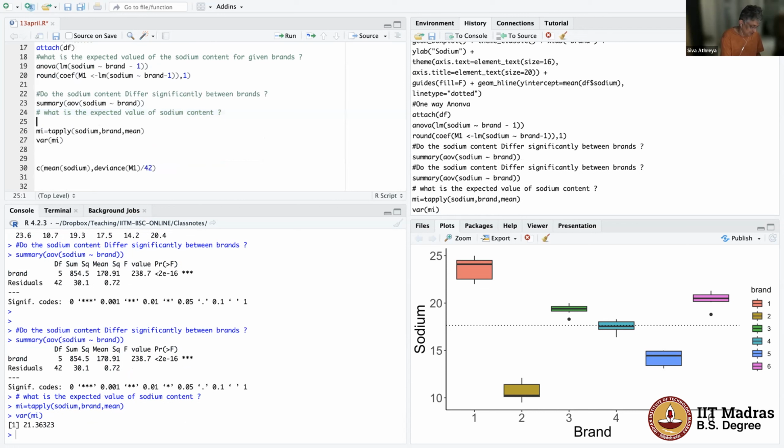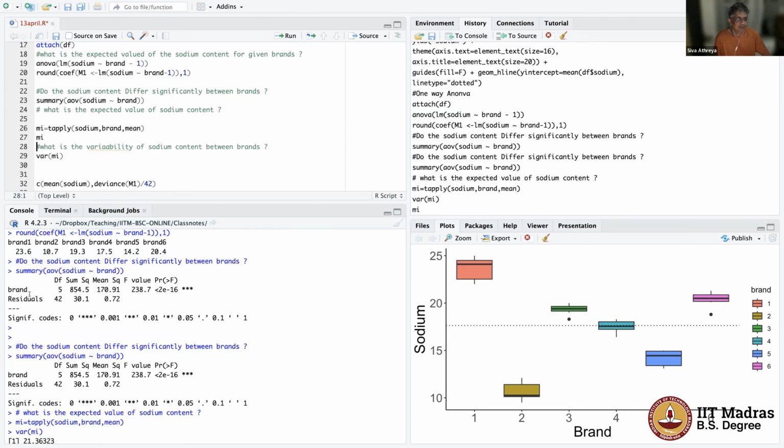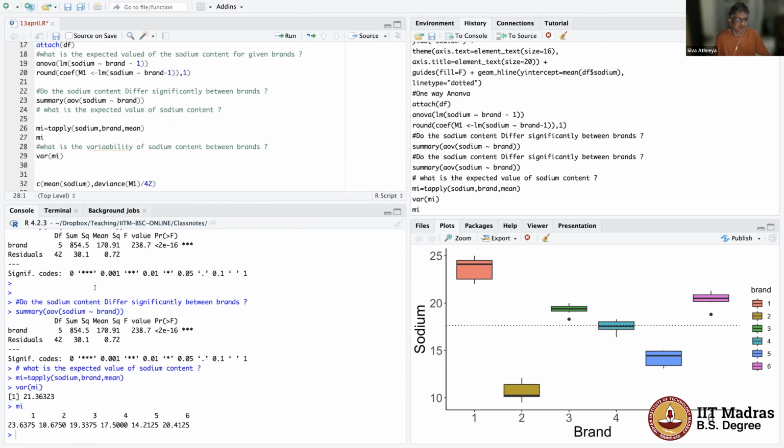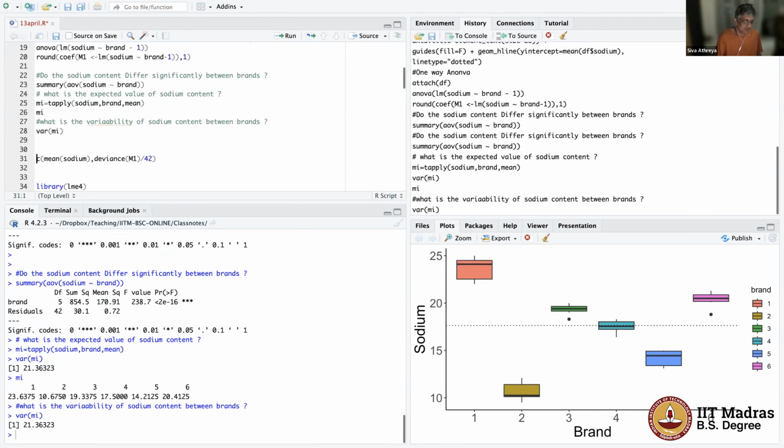That answers one question, and the second question is: what is the variability of sodium content between those? So we put the mean here, so you can see it as well. It's the same as the previous ones, a little bit more detailed. Is this the same value? So the apply function applies the mean across each brand, and the variability gives you that.